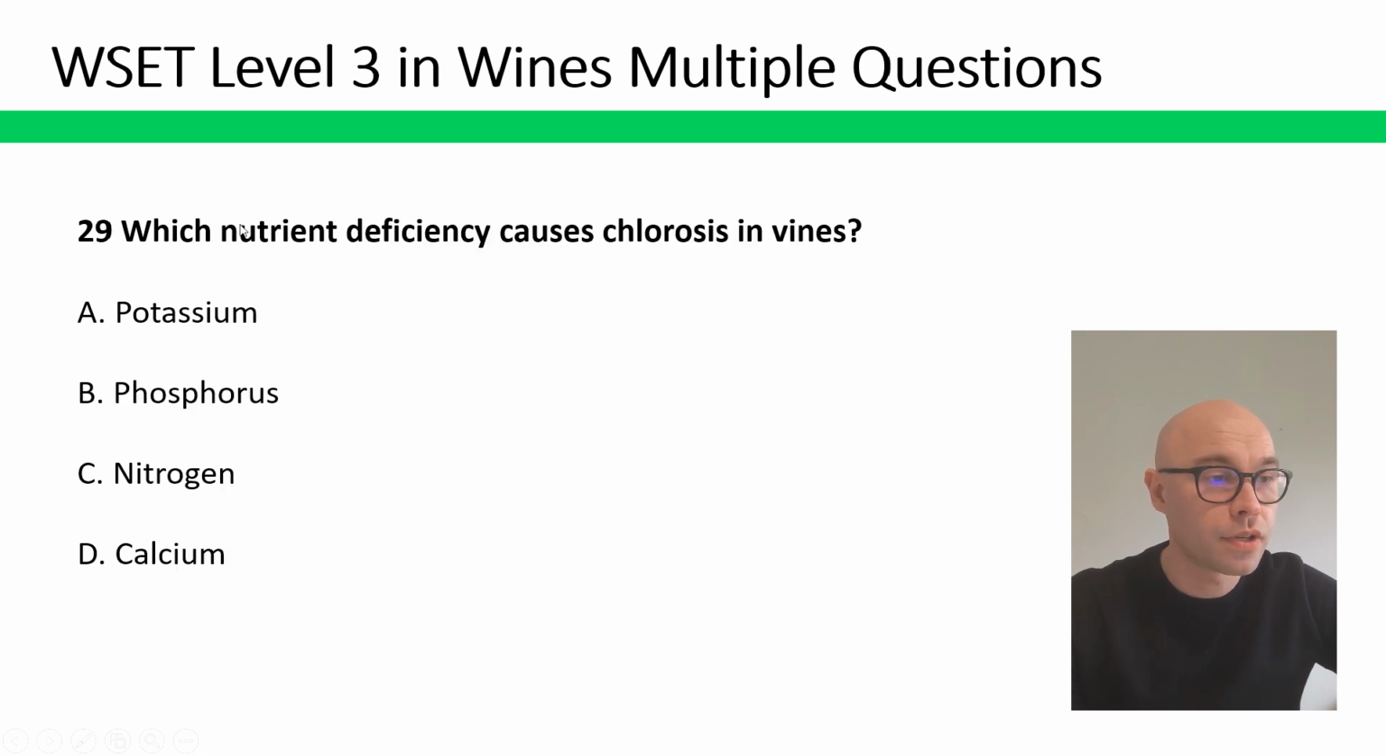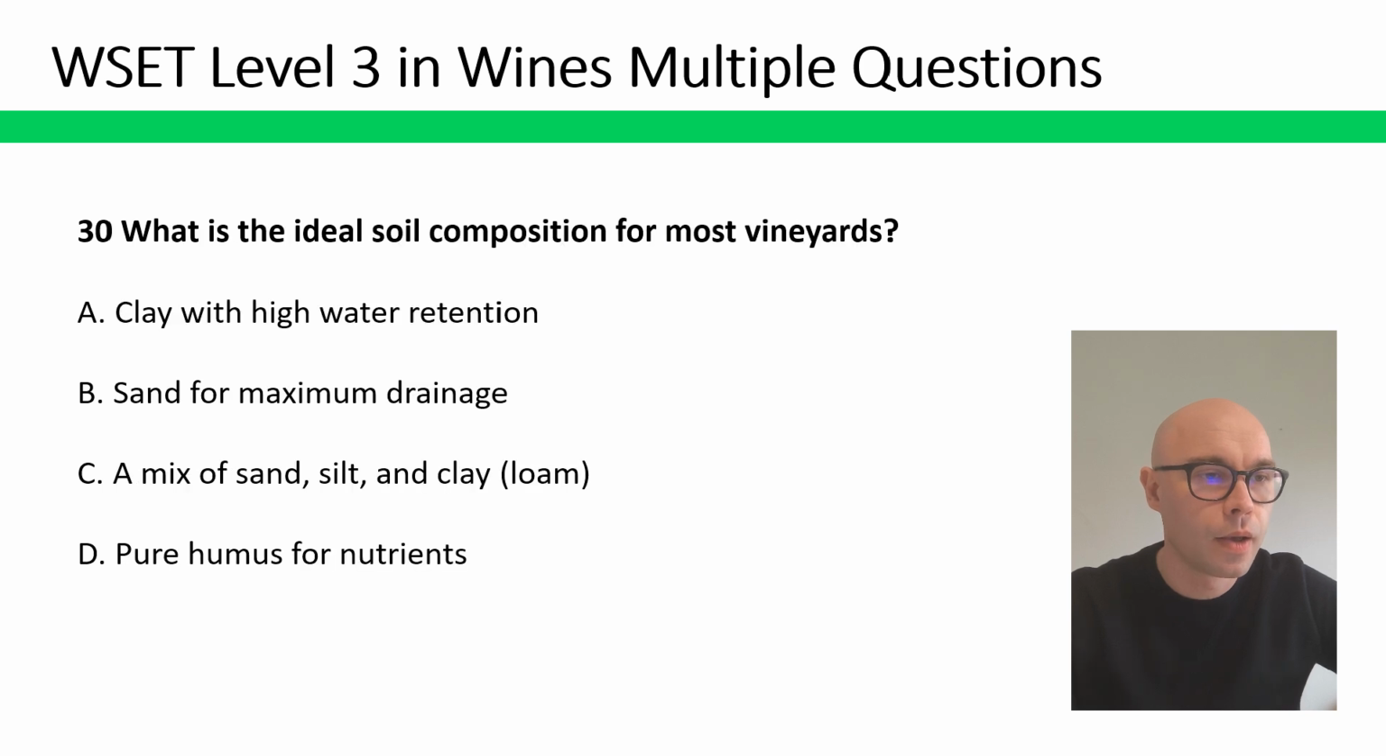Which nutrient deficiency causes chlorosis in the vines? Potassium, phosphorus, nitrogen, calcium. Honestly, I'm not sure, but anyway, I believe you should not need to know this information for level 3. I actually think it's iron, but anyway, it's not that important. If you find out, let me know.